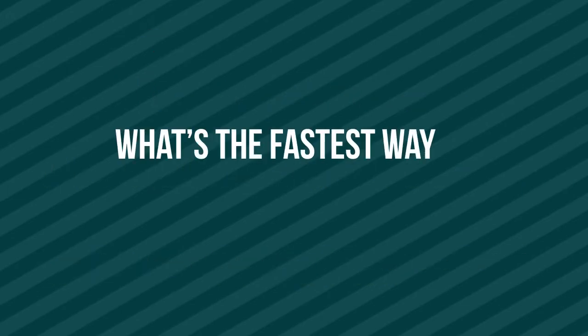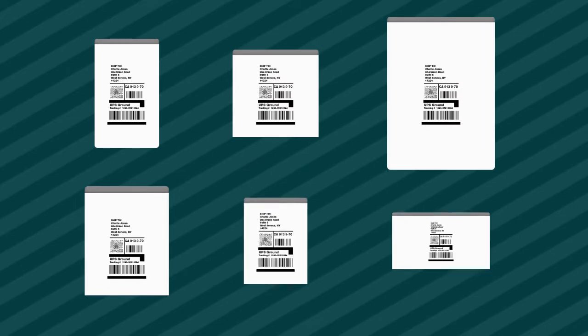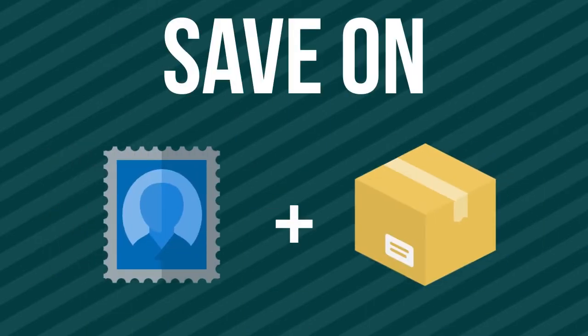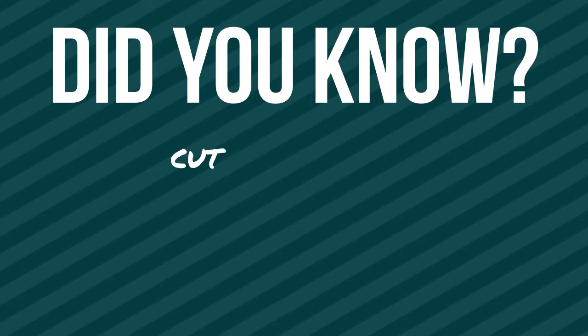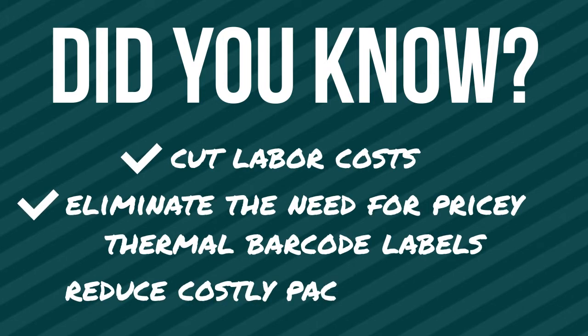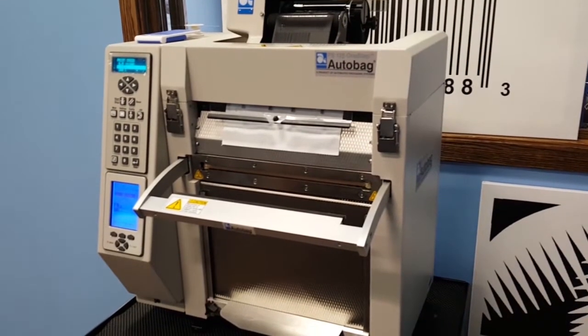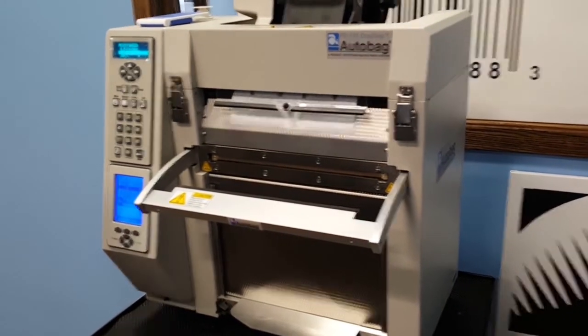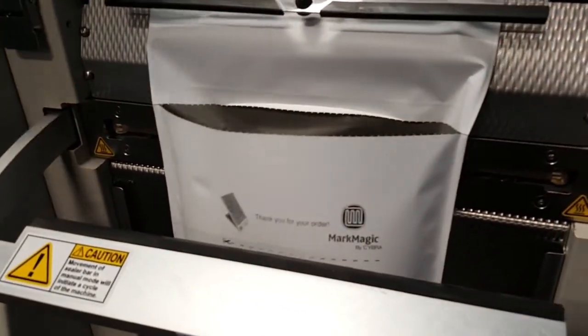What's the fastest way to pack and ship any size product? When you pack and ship goods in variable size bags instead of cartons, you save on postage and packing material costs. Did you know that there is a way to lower your bagging costs even further? Did you know that you can cut labor costs, eliminate the need for pricey thermal barcode labels, and reduce costly packing errors? How? By integrating with Autobag baggers like this PS125 one-step, driven by CYBRA's MarkMagic Label Inform software.